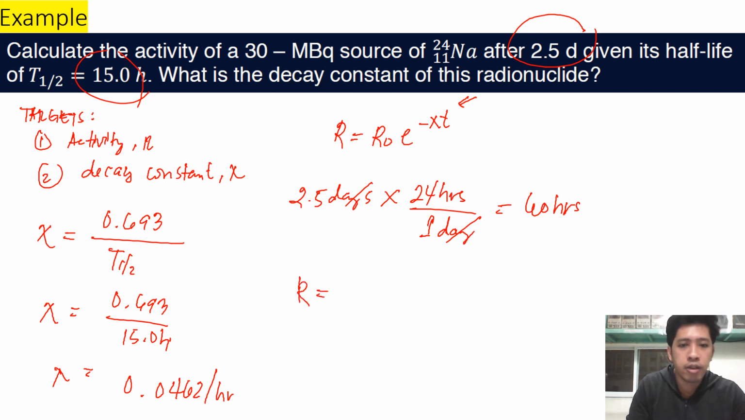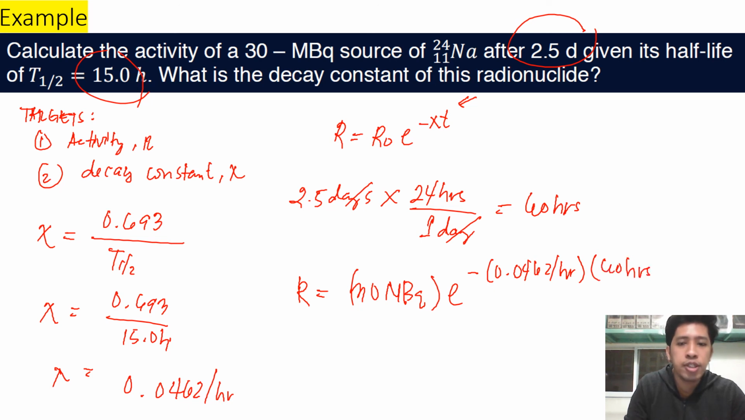So we have R that is equal to your 30 megabecquerel times e to the negative lambda, which is 0.0462 per hour, times your t, which is 60 hours. So you can cancel your hour unit, and you get now your activity after 2.5 days equal to 1.88 megabecquerel.